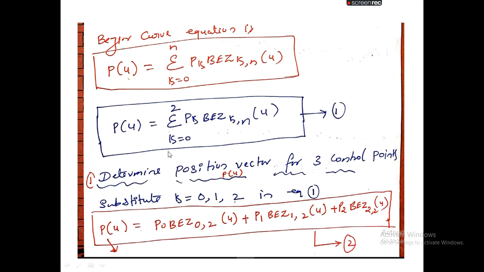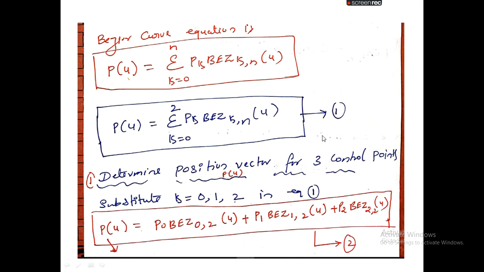Here our number of control points is 3. Then I will write here the equation with k equal to 0 to 2, where the k value starts from 0. Then I can say that k equal to 0, k equal to 1, k equal to 2. So there are three control points. Then I will start substituting k value 0, next is 1, next is 2. Assume this is equation number 1.